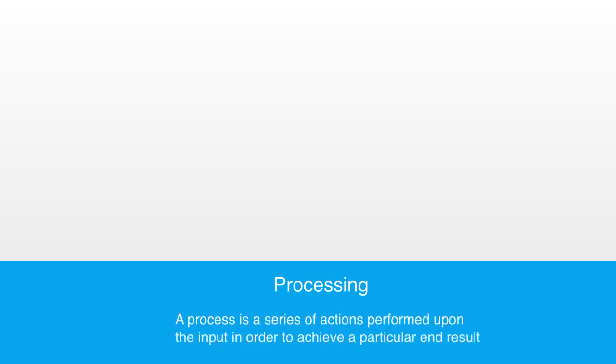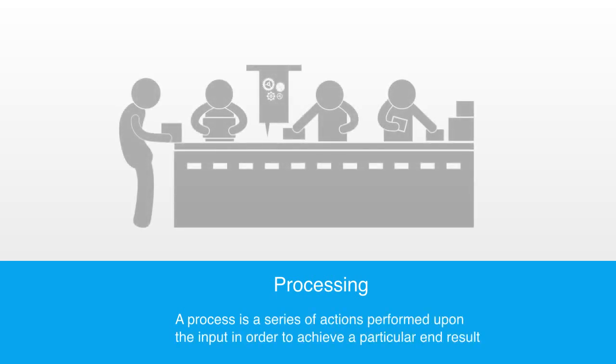Secondly, resources that are successfully inputted are processed within the system. A process is a series of actions performed upon the input in order to achieve a particular end result. Processing is often understood in terms of information, that is, an algorithm or set of instructions that are performed upon the input in order to produce the output.